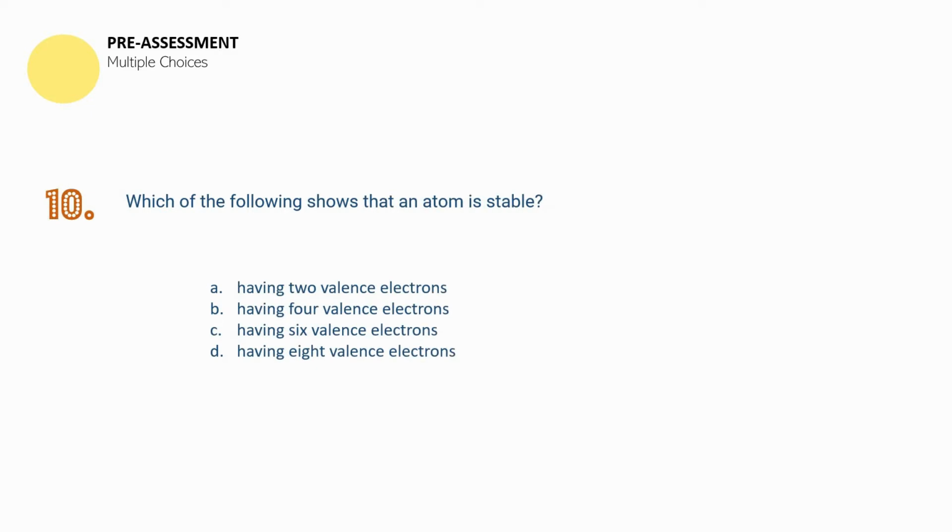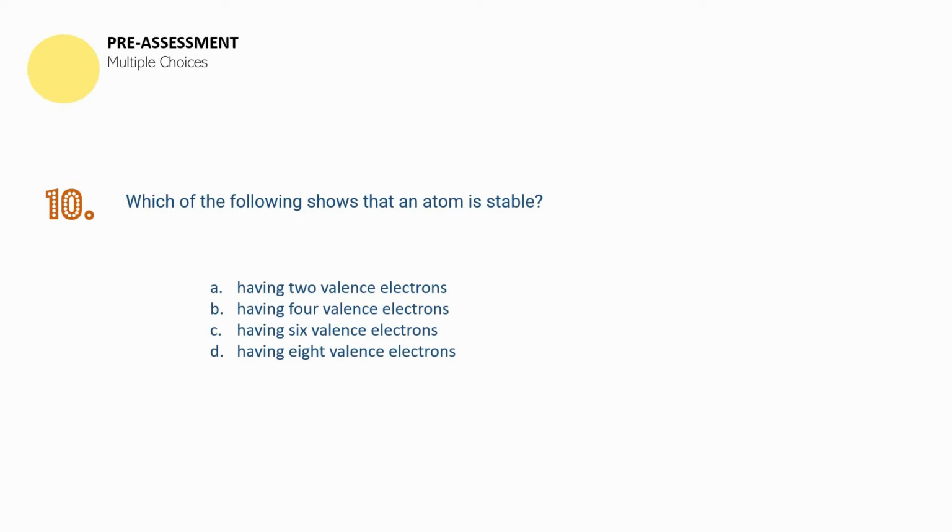Question number 10 is asking which of the following shows that an atom is stable? A. Having 2 valence electrons. B. Having 4 valence electrons. C. Having 6 valence electrons. And D. Having 8 valence electrons. So we're talking about the general stability of atoms.